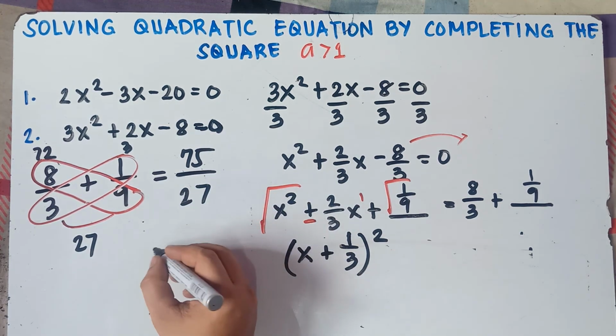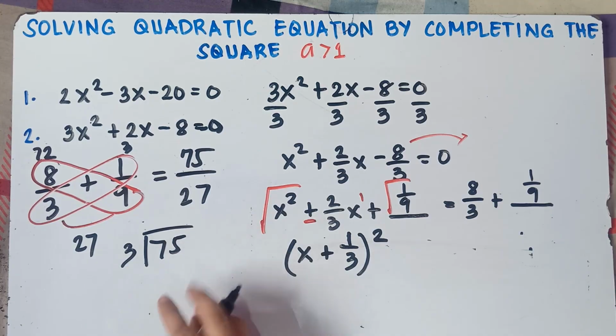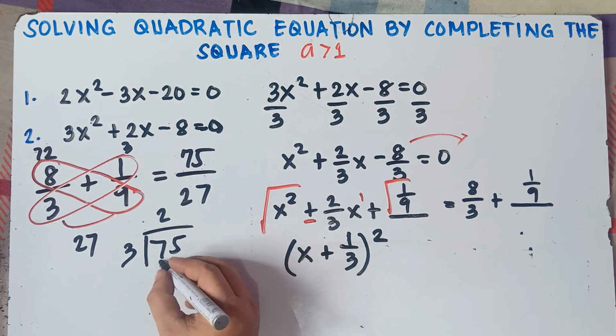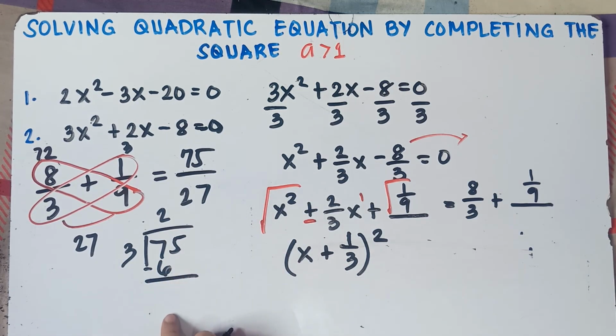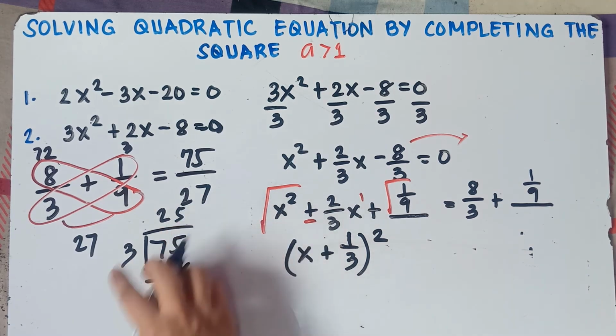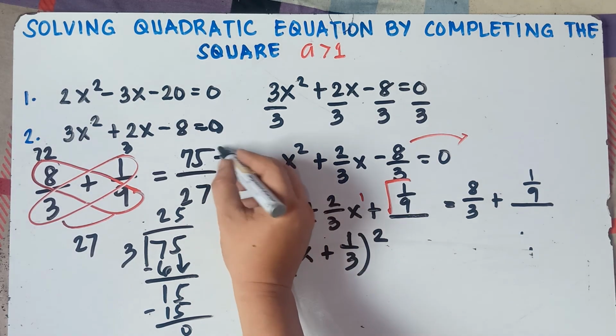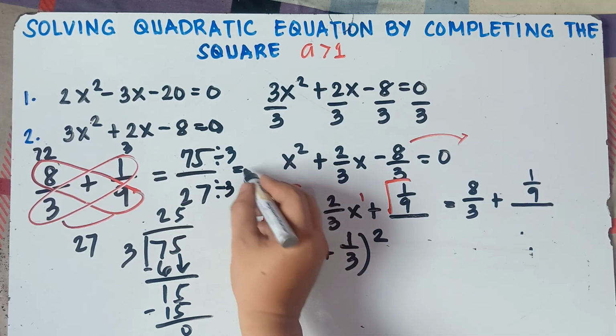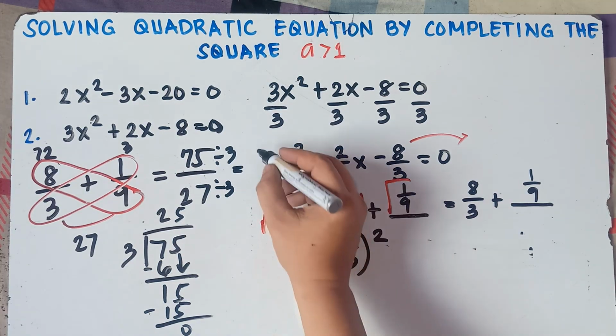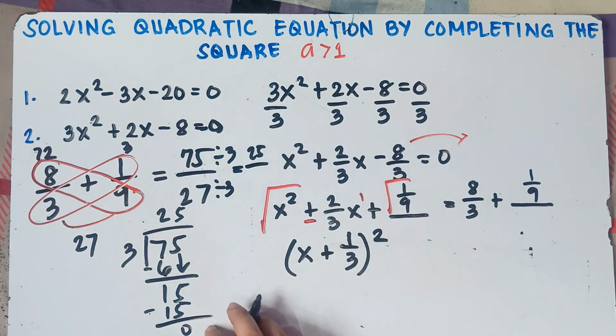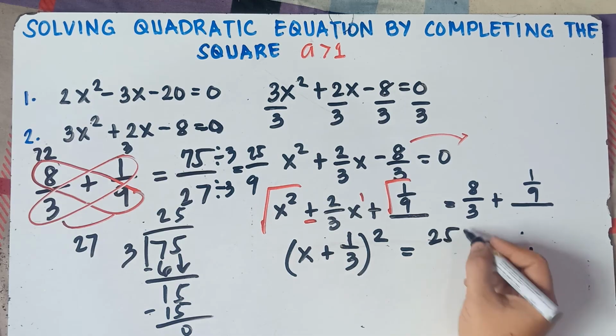So 75 divided by 3, let's divide, class. 7 divided by 3, that's 2. 2 times 3 is 6. Subtract. 7 minus 6 is 1. Bring down 5. So this is 15. 15 divided by 3 is 5. 5 times 3 is 15. 15 minus 15 is 0. So therefore, we can reduce 75 and 27 by 3. 75 divided by 3 is 25, and 27 divided by 3 is 9. So this will be equal to 25 over 9.